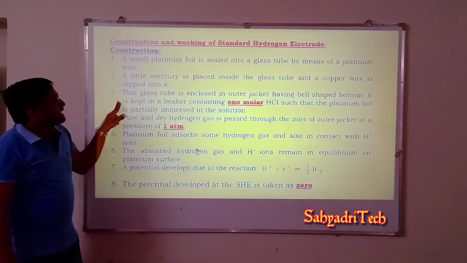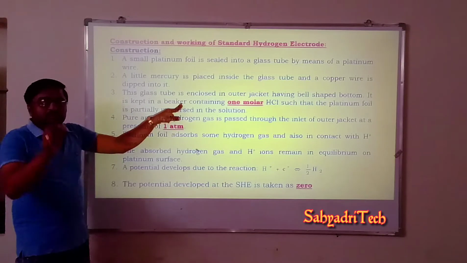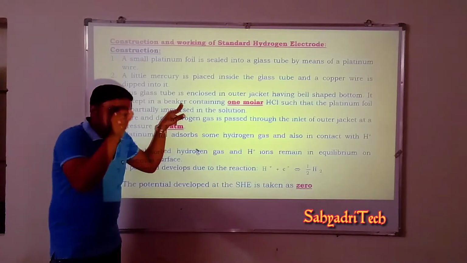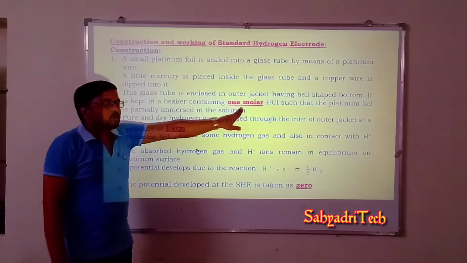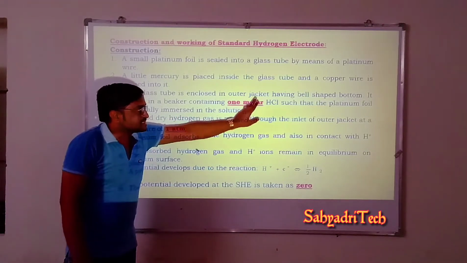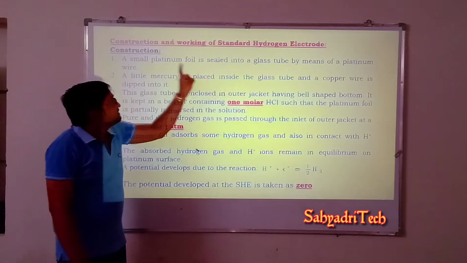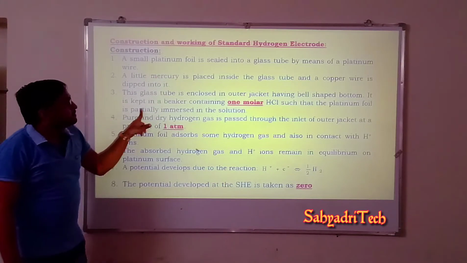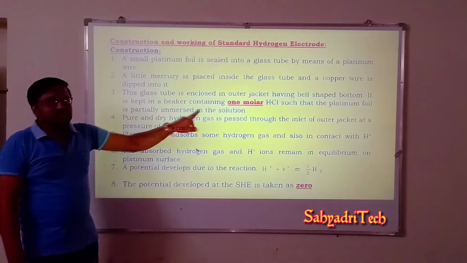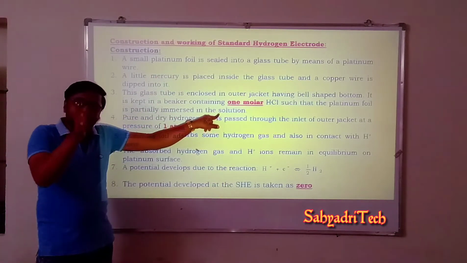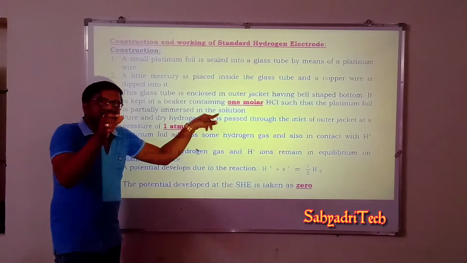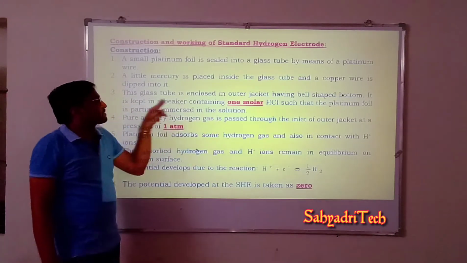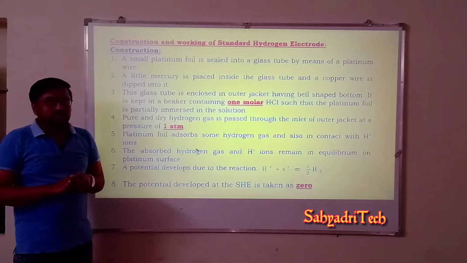Further, it is kept in a beaker. Further, what are we doing? That electrode is placed in a beaker containing 1 molar HCl solution such that the platinum foil is partially immersed in the solution. It should not be completely immersed, rather it must be partially immersed in the 1 molar HCl solution.